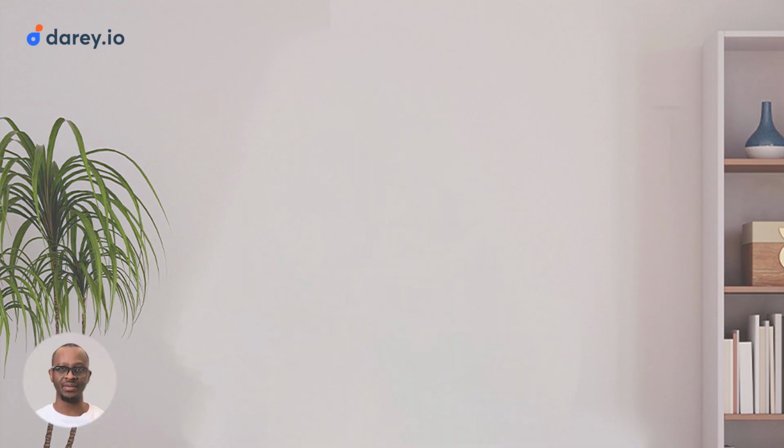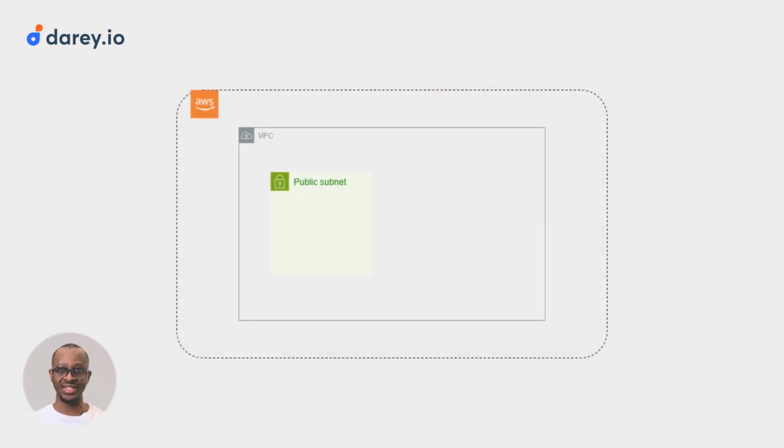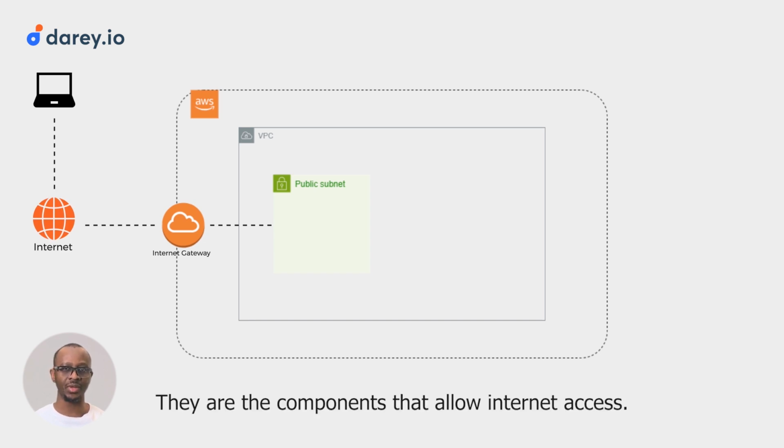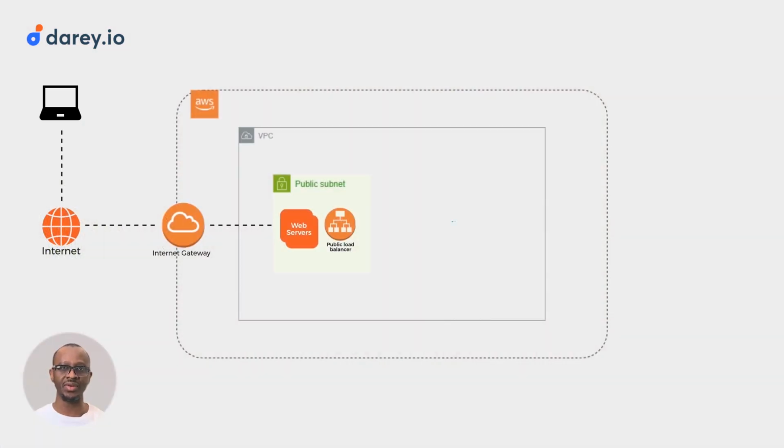By default, any new subnet you create in AWS starts off as a private subnet. To make it public, you need to attach an internet gateway. I'll go deeper into internet gateways later, but for now, just think of them as the component that allows internet access. Now let's talk about private subnets.